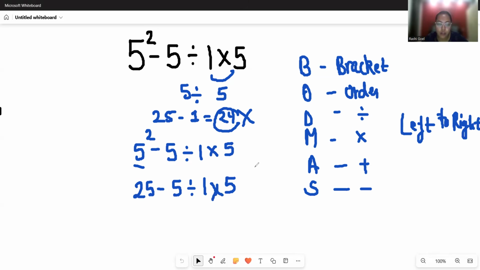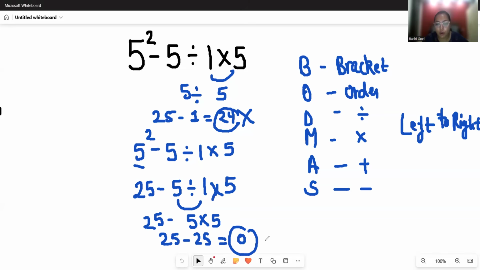So it's 5 divided by 1 is 5, multiplied by 5. So it's 25 minus 25, that is 0. So what is the correct answer? 0, not 24. I hope it's clear and you find it useful.